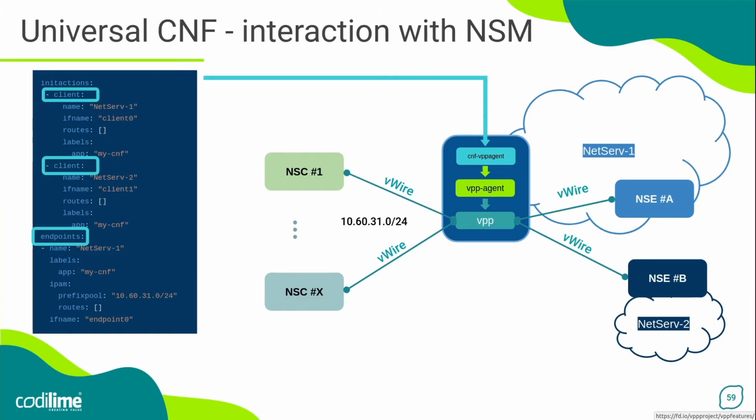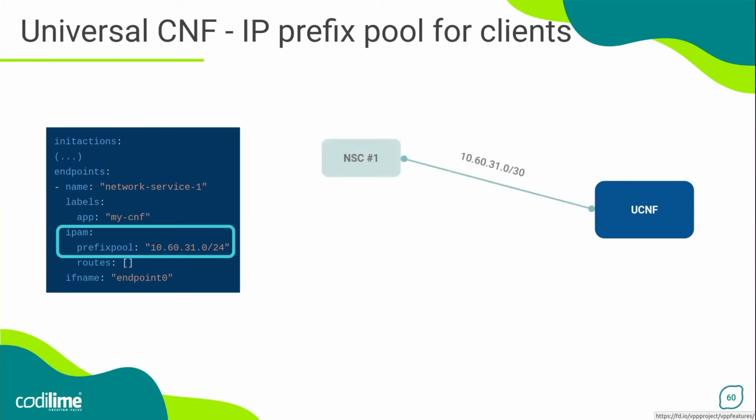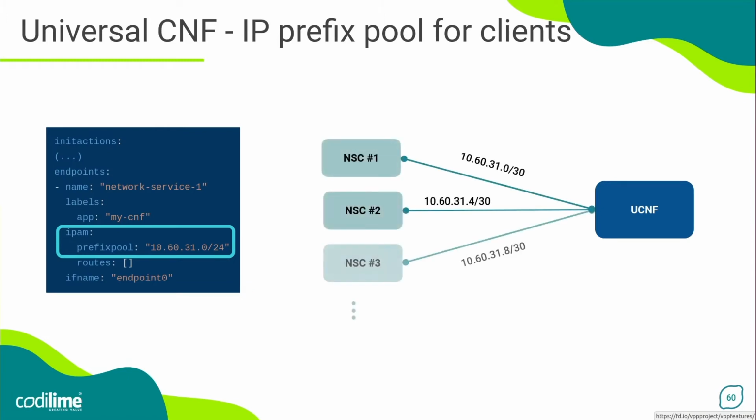Please note that we are also responsible for specifying an IP prefix pool used by the network service clients that request a given network service from our CNF, since it announces the service. This is in fact an indication of the network subnet, which is then broken down into smaller 30-bit mask subnets to handle incoming connection requests from different clients.